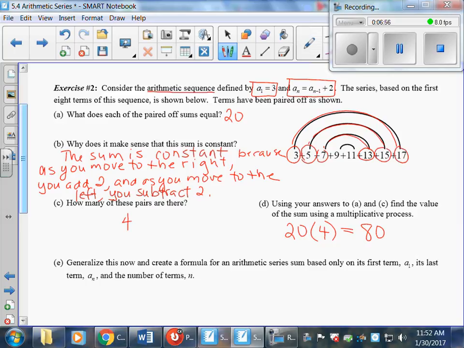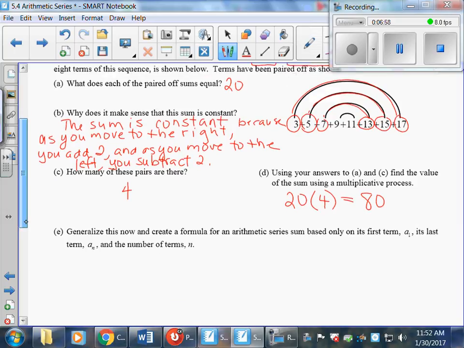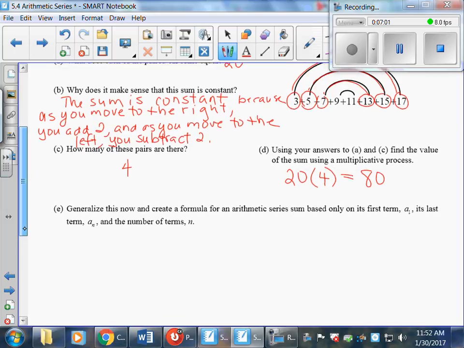Now, can we find a way to generalize this? All right, so how many numbers did we start with? 1, 2, 3, 4, 5, 6, 7, 8, 8, right? 4 here, 4 here, 4 here, 4 here. So basically what we did is generalize this now and create a formula for an arithmetic series sum based only on the first term and the last term and the number of terms n.